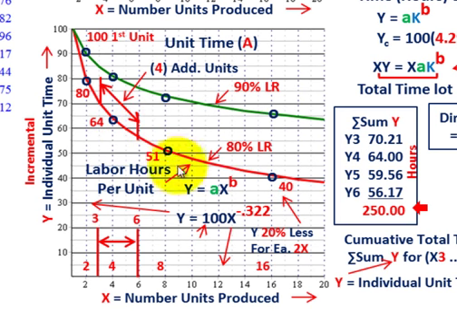And in that case, we used this equation based on x, our number of units produced, raised to the learning rate exponent b. Okay, so that'll summarize our discussion, looking at this incremental time model, or Crawford's model, and applying it to a particular problem.